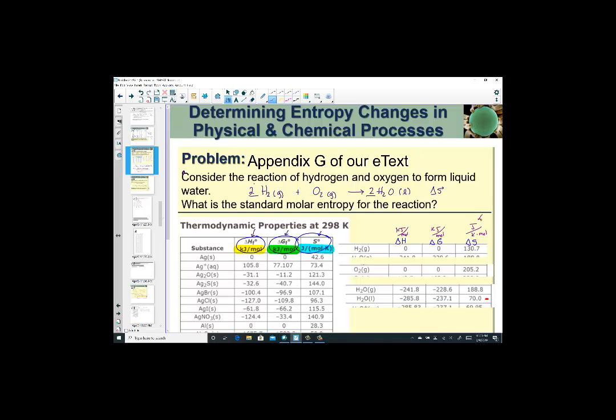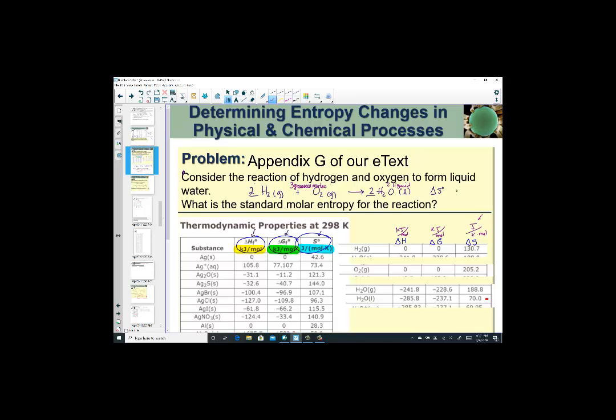All right, so how do we go about tackling this problem? Consider the reaction of hydrogen and oxygen to form liquid water. What about the entropy? Well, let's make a prediction about the sign, shall we? During the course of this reaction, we have 3 gaseous moles on the left side forming 2 liquid moles over here.